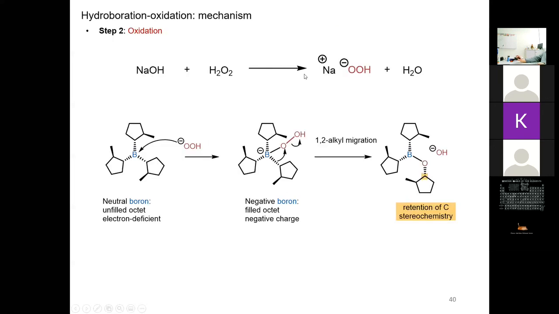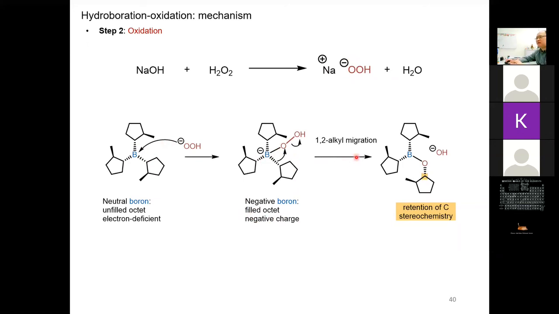Okay, so the second step. After this trialkyl borane is generated, how does it become the alcohol? The first step is that we normally use basic conditions with hydrogen peroxide, which will generate a peroxide anion. Because this boron is neutral and has an unfilled octet, it's electrophilic. So it will react with this nucleophilic hydroperoxide anion and form this negative boron, which has a filled octet and a negative charge. Then the next step, the alkyl migration, is really important.